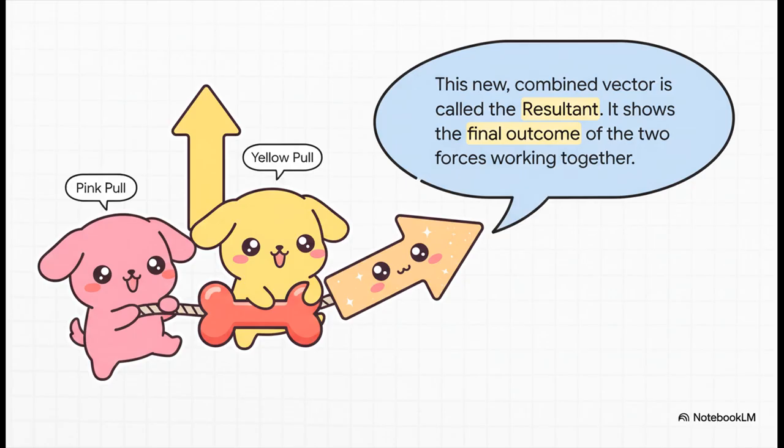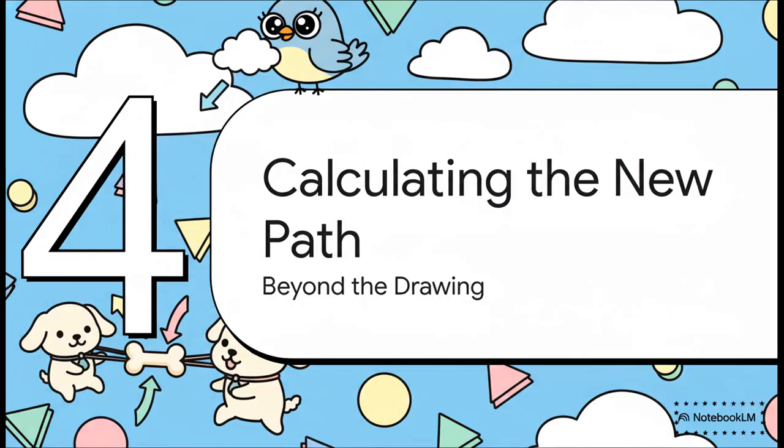Now here's the key insight. The resultant isn't just some third arrow we drew. No, it represents the single equivalent force that would give you the exact same outcome as the other two forces working together. It's the bottom line. So, drawing the resultant is awesome for getting a feel for what's happening. But what if we need a really precise answer? What if we need to know the exact strength and direction of that combined force? For that, we're going to have to bring in some more powerful tools.